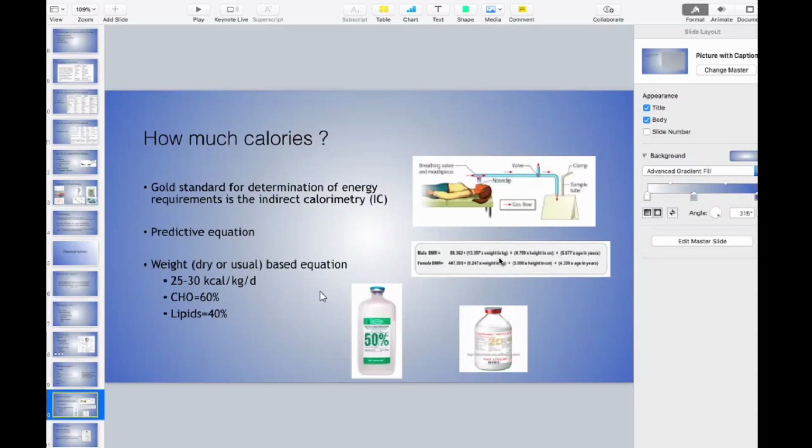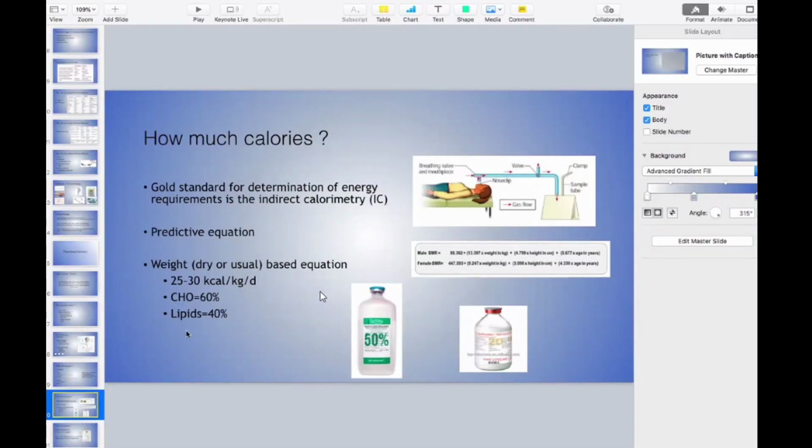Now using the formula, you decide the calorie requirement for this patient, or you can use the weight-based equation. The calorie requirement for this patient is around 30 kilocalories per kg per day. Like that, you can decide the calorie requirement. But what we commonly use is the weight-based equation. We decide 30 kilocalories per kg per day for this patient.